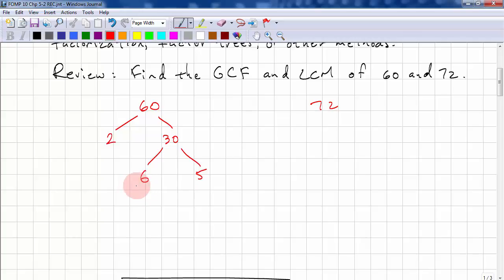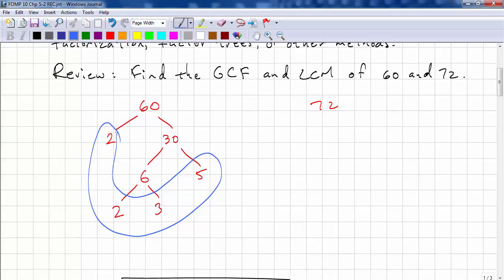Now we're looking for factors of 6, so that's 2 and 3. So the bottom of the branches, those are our factors. Okay, this is not the bottom, so that's not included. So 2 times 2 times 3 times 5. Here we have 2 times 36, and we have 6 times 6. So again, 2 times 3 and 2 times 3.